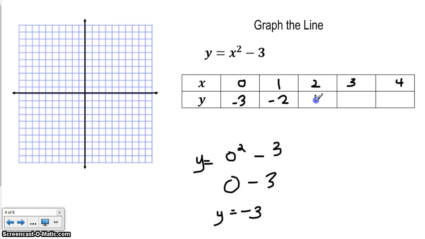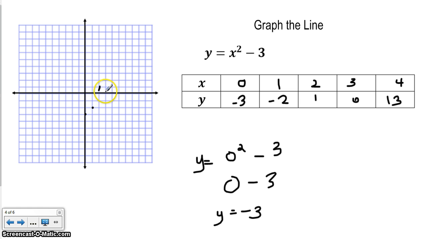Okay, and then once that's done, you go to your graph, and then you just plot the points. So we'll start off with this one. It's 0, -3. So you start at 0. You go 1, 2, 3. There's 1. And you go to the next one. It's 1, -2. And then you go 2, 1.